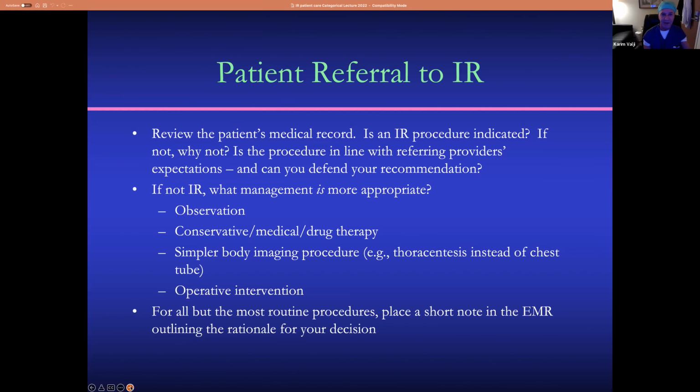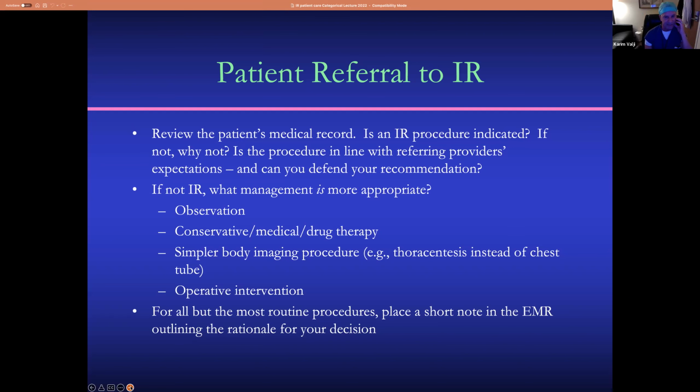And if not IR, then you should be able to propose something. Maybe it's better just to watch the patient. Maybe conservative medical treatment is better. Maybe rather than doing a drainage catheter, simply an aspiration is better. Take out fluid from the pleural space, don't put a catheter in. Or maybe an operation is better. Sometimes IR needs to say, we're not the best folks to help this patient.